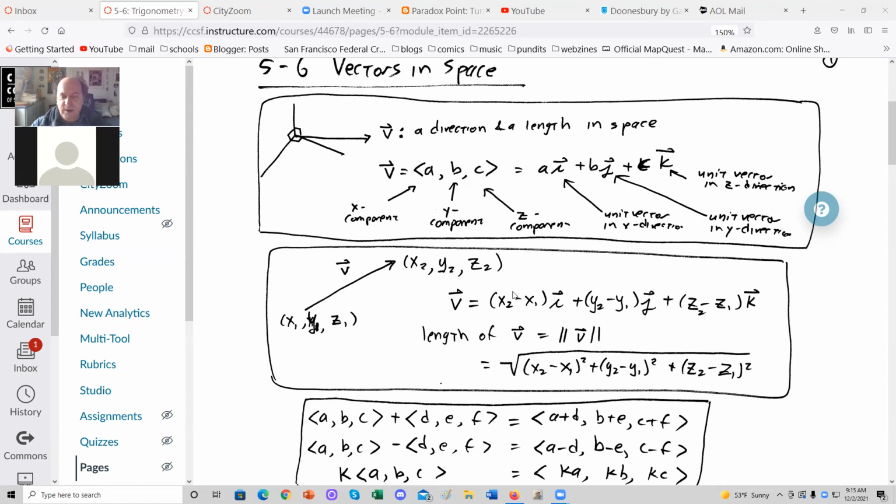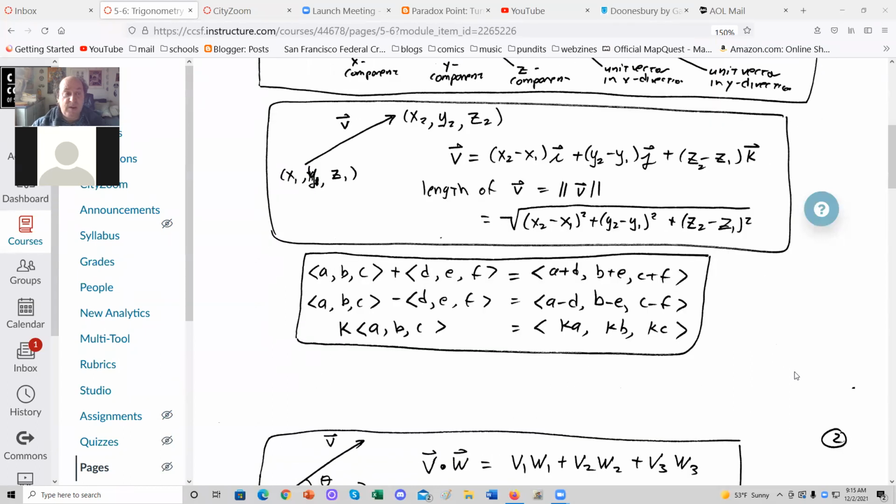The length of a vector, denoted by double bars of v, is done by a three-dimensional generalization of the Pythagorean formula. You take each of these components, square them, add them, take the square root. So this is a three-dimensional version of the Pythagorean theorem: square root of (x2 minus x1) squared plus (y2 minus y1) squared plus (z2 minus z1) squared.